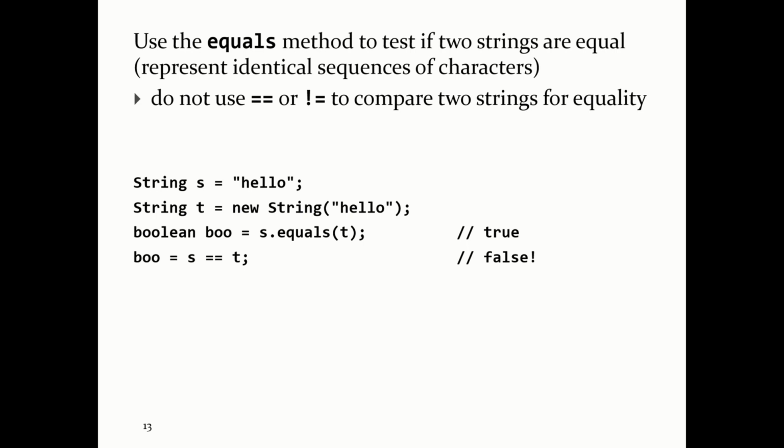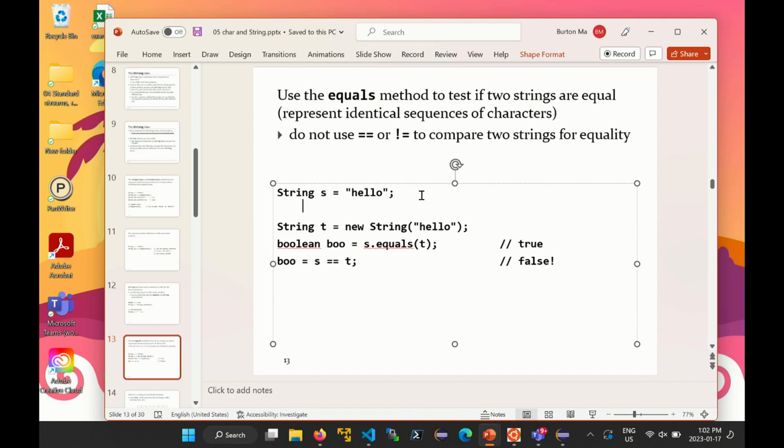So s refers to that object there. T refers to a second object here. No, they don't refer to the same object, which is why equals equals returns false in this case, because s refers to a different object than t refers to. Now the question here, why did I have to write new String hello? The answer is because if I didn't, this slide wouldn't work. So that's why. String t equals hello.